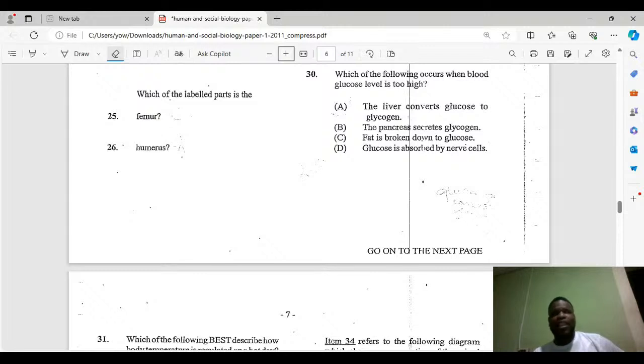That's why glycogen couldn't be in the blood, because glycogen is actually stored around the liver area. That's why when they say glycogen is transferring to the bloodstream, that was incorrect. So the answer would be A.